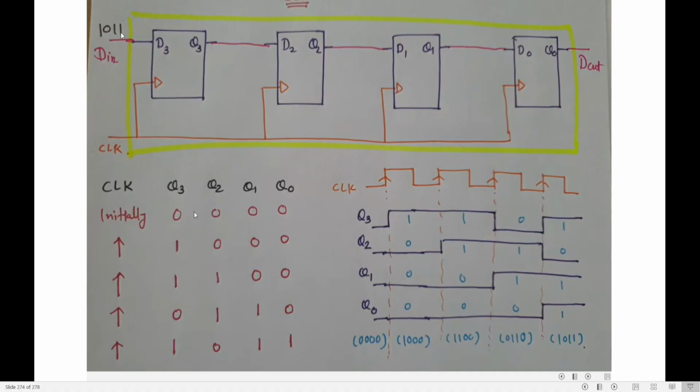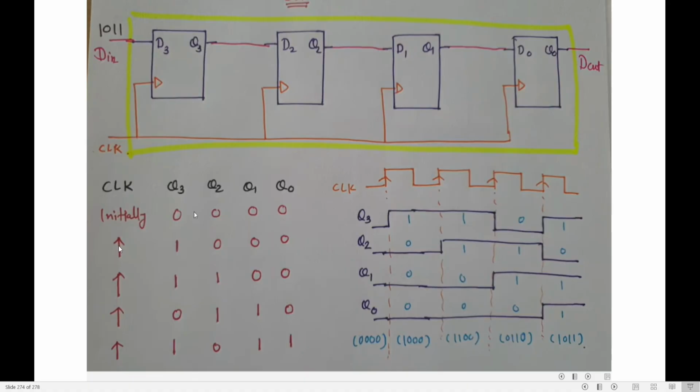The fourth clock pulse: first clock pulse, second, third, fourth. 1 will come to D3, so Q3 will be 1. Then what is the next step? Q3 will go to Q2, Q2 will go to Q1, Q1 will go to Q0. This is how the bits keep on shifting.